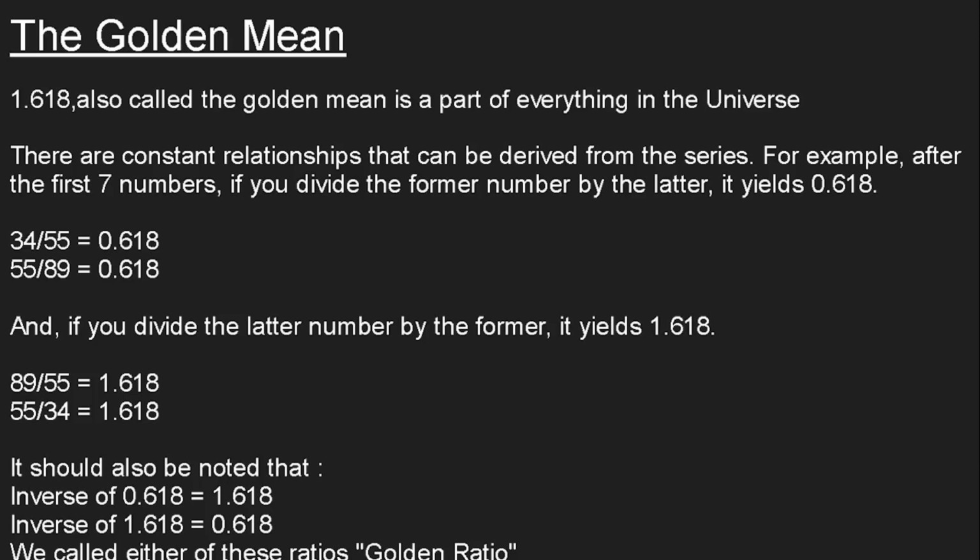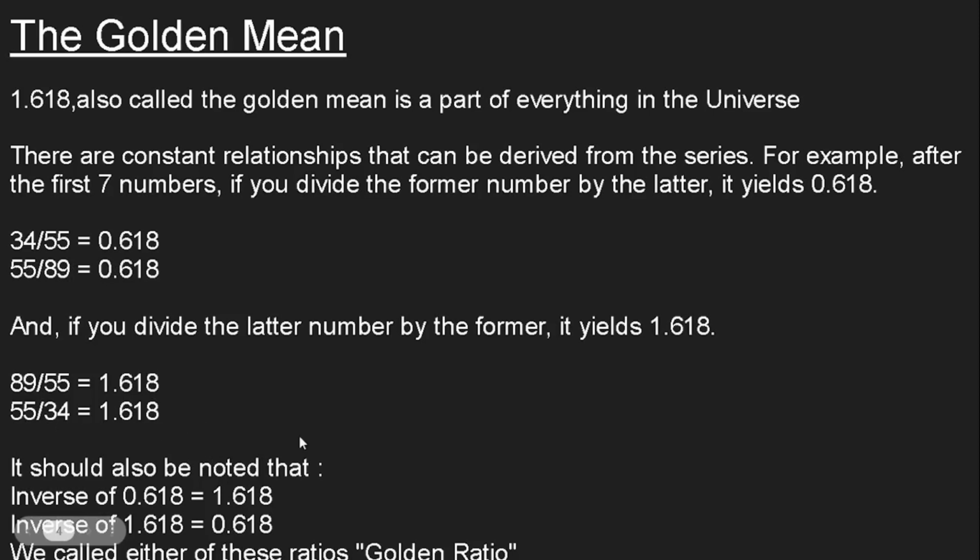After that, if you divide the former number by the latter, it will yield 0.618. Take for instance, you divide 34 by 55, it will give you 0.618. Divide 55 by 89 will give you 0.618. And if you divide the latter number by the former, it yields 1.618. Divide 89 by 55 will give you 1.618. Divide 55 by 34 will give you 1.618.